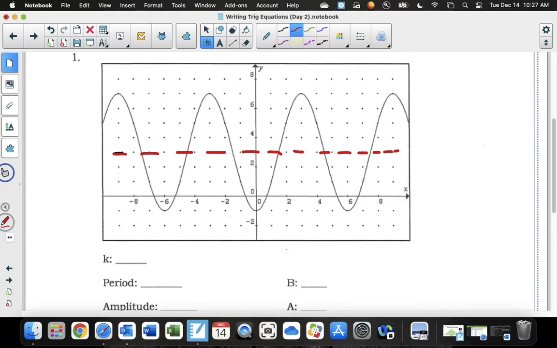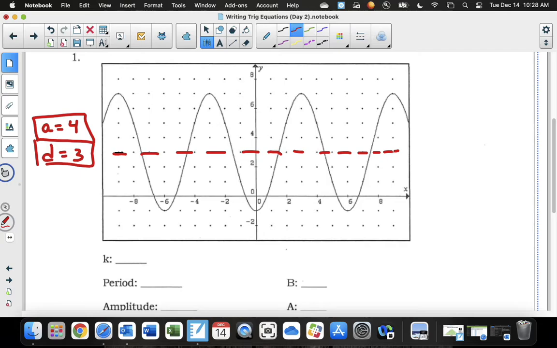Okay. By identifying the midline, what did we just find? D. D is 3. I found one of the 4 values I need. It's just wherever the midline is, that's your vertical shift. That's D. Now we can find the second one very quickly. What's A? 4. Yeah. From your midline, you're going up 4 to get to 7. You're going down 4 to get to -1. Amplitude is 4. There's 2 out of the 4 values. We got A and D. Now we need to do B and C.